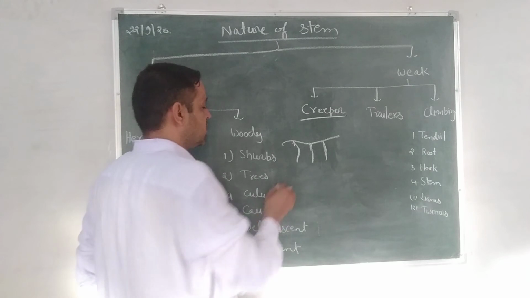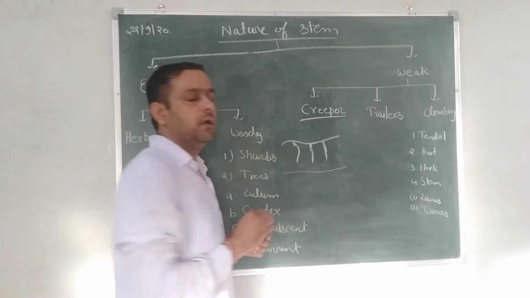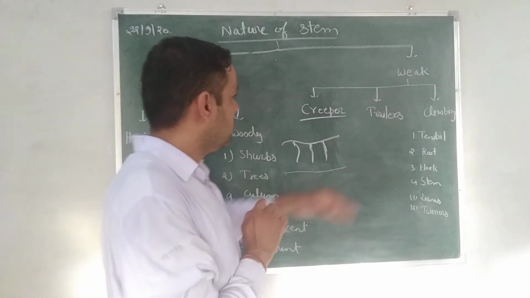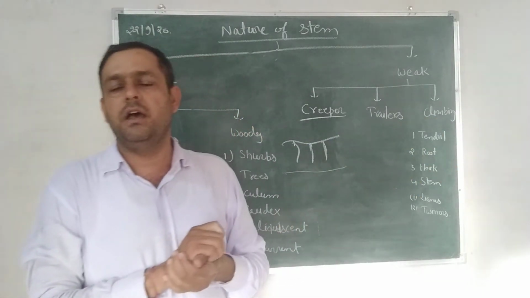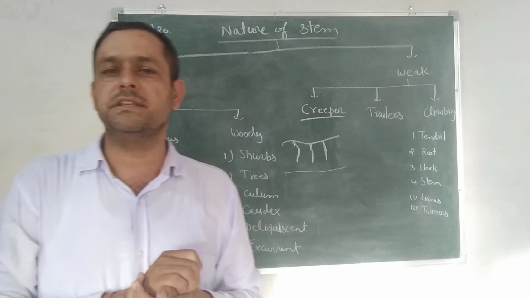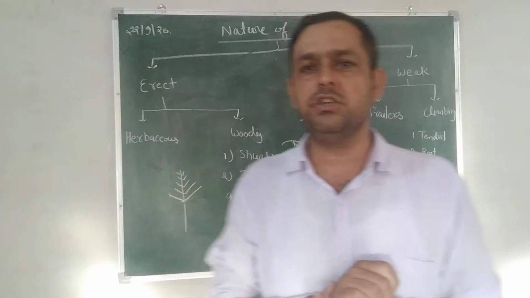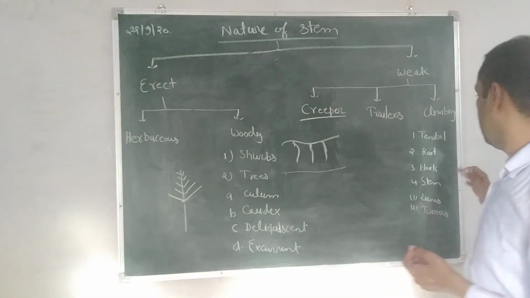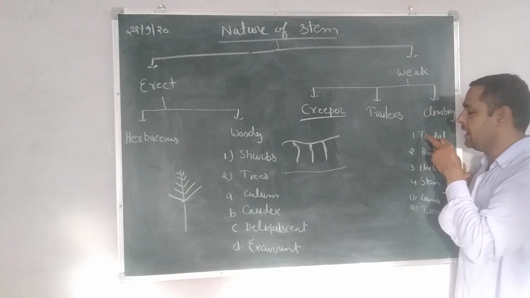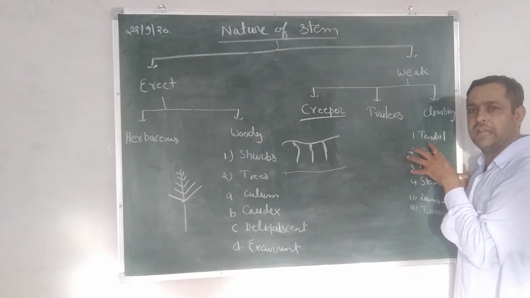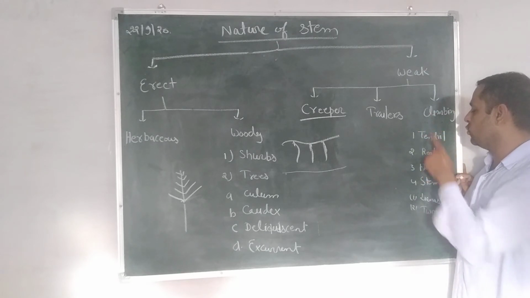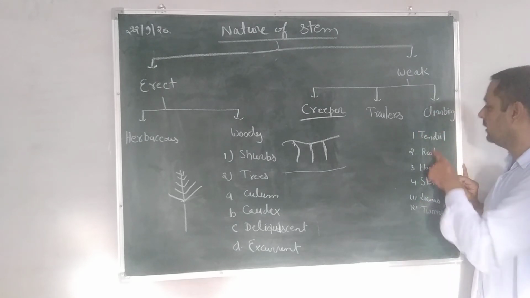And whenever the stem grows on the surface of land, but the node does not arise new roots, that is called trailer. Climbing: whenever any stem needs a base to climb or to grow upward, that is called climbing. And on the basis of climbing structure, these are of four types: tendril climbing, root climbing, hook climbing, stem climbing.